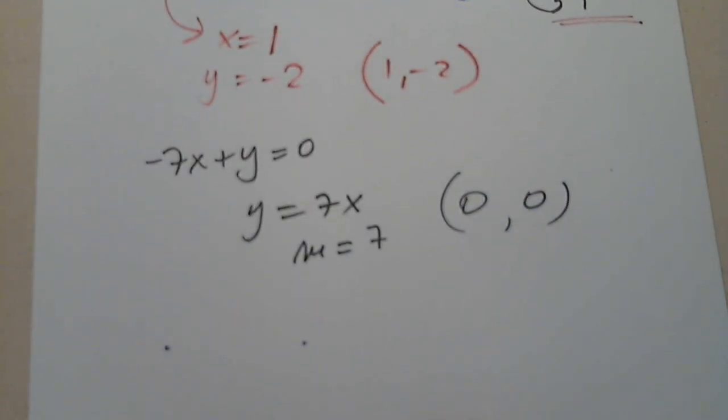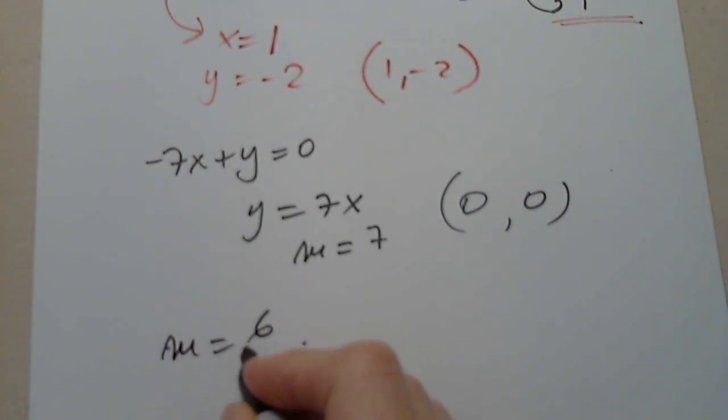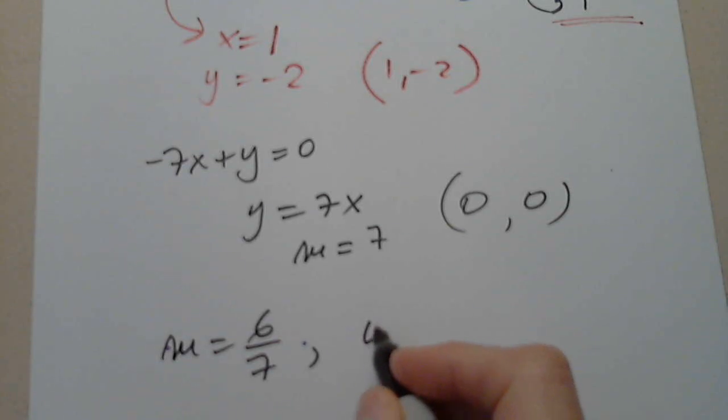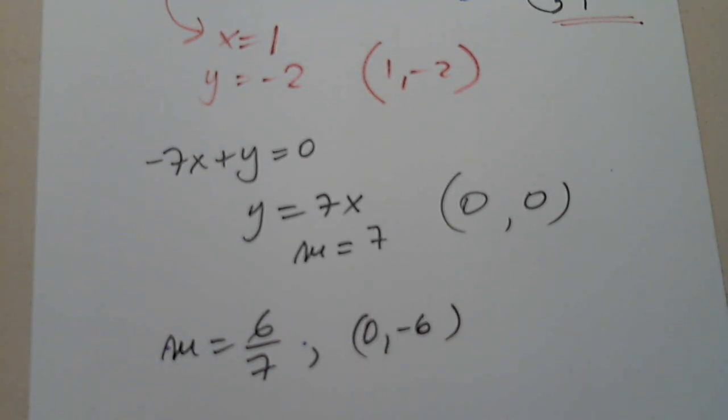Good. Let's work on this one. So we have the slope equals 6/7, and they are giving us (0, -6). So we want to find the equation of the line with the slope 6/7 and y-intercept (0, -6).